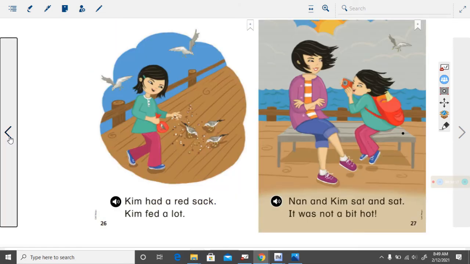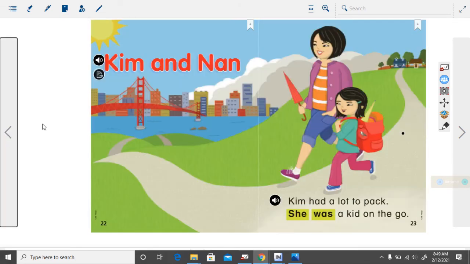Okay, now I want you to try to read along with it. We read this on Tuesday, so it's not totally new. Go ahead and read along with it.